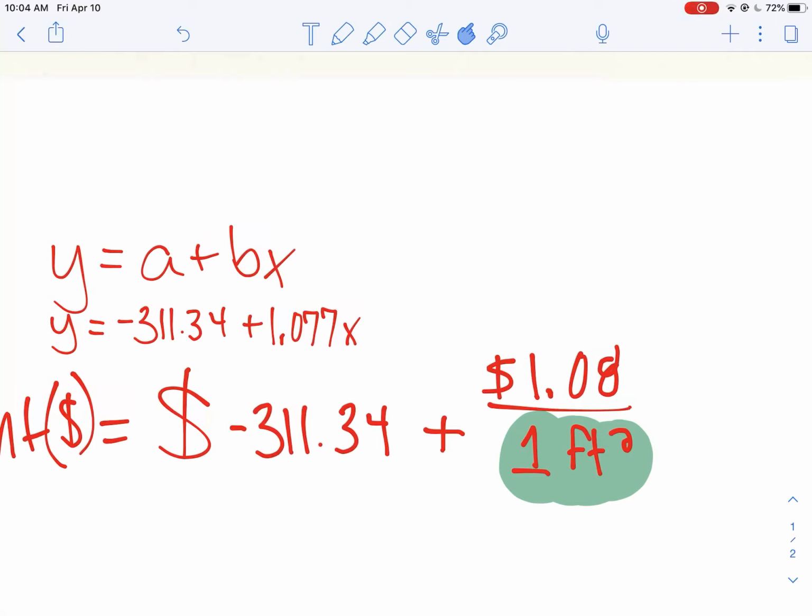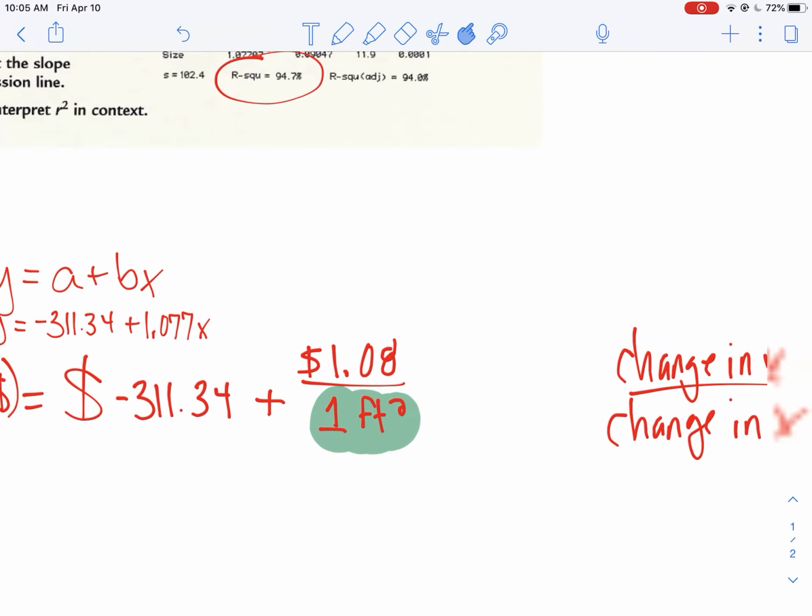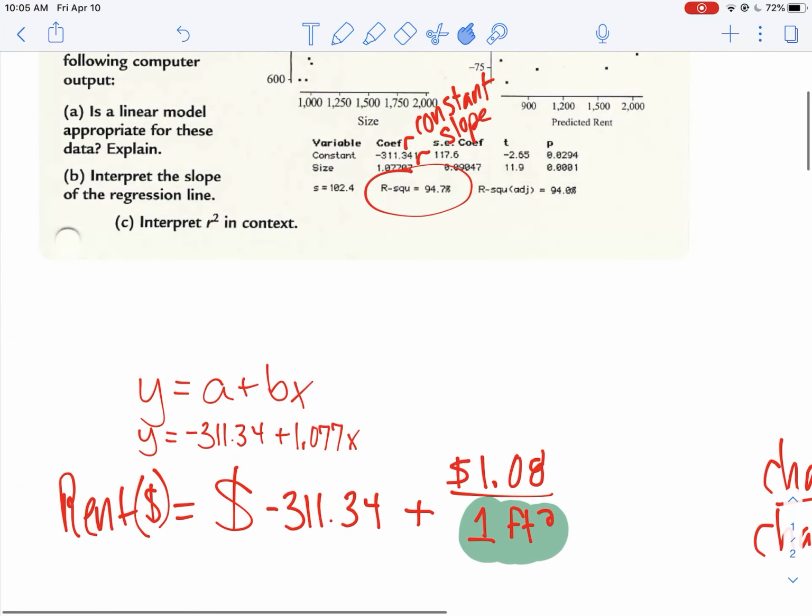And that's starting at paying negative $311.34, you're going to pay an additional $1.08 per square foot that is added in. Now, of course, in reality, no one's going to be paying you $300 to live someplace. You're not going to have a negative rent. But this is just telling you based on this model. Starting at negative $311, you're going to pay an additional $1.08 for every square foot that you're going to be living in. So that's how I would interpret that slope of the regression line here.